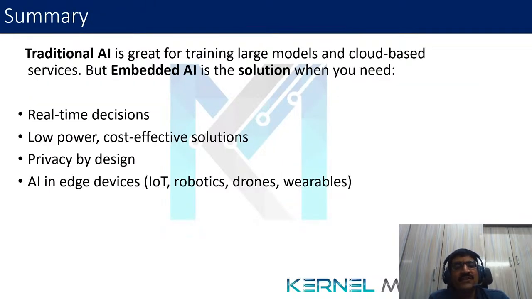Overall summary: traditional AI is great for training large models and cloud-based services, but embedded AI is the solution when you need real-time decisions, low power, a cost-effective solution, and privacy, with AI in edge devices. Wherever you have real-time systems, or need low power, it is better to go with the embedded AI concept.